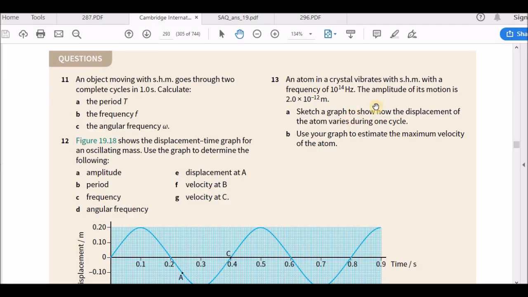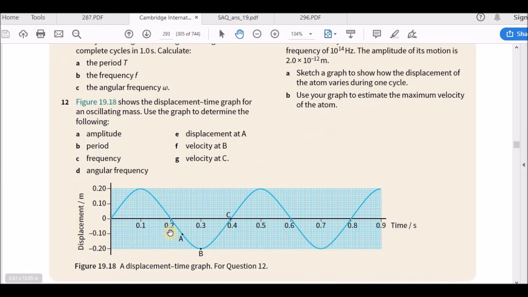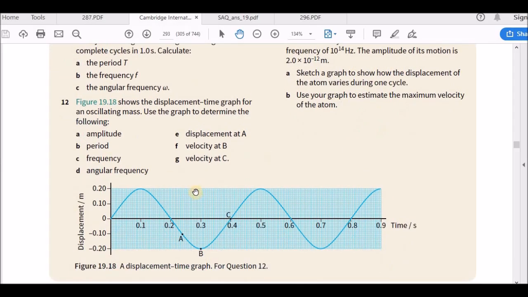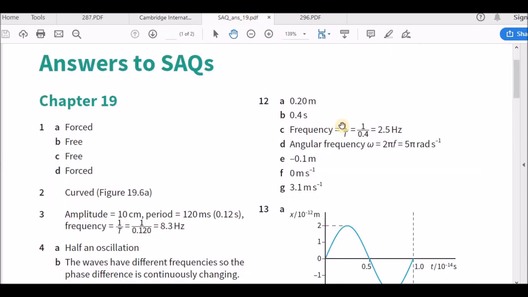Okay, now over here when you're sketching, you have to indicate certain things. For example, here they have given us the frequency, so we can find the period. So you have to show the time for one complete cycle like this. What is the time there? And amplitude is the maximum displacement, so you have to show the maximum displacement also. Let's look at the solution.